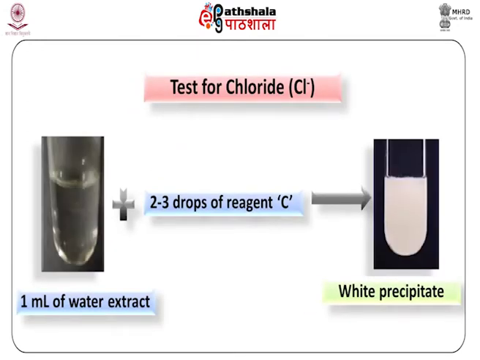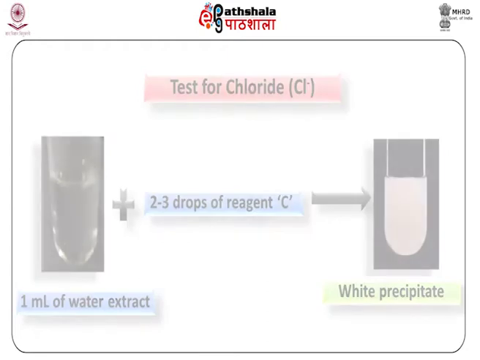Another method to test if chloride ion is present or not is carried out by taking 1 milliliter of extract in a fresh test tube, followed by the addition of 3 drops of reagent C to it. The presence of chloride ions is indicated by the formation of a white precipitate.